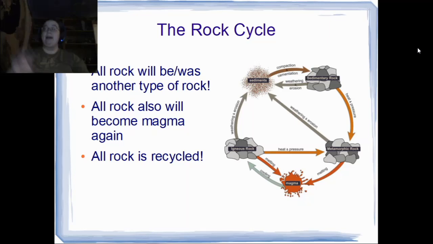Now, sedimentary rocks can be put under heat and pressure and become a metamorphic rock, or they can break down by weathering and erosion back into sediments and become another type of sedimentary rock. And then you just continue on and become metamorphic rocks. Metamorphic rocks can break down into sediments, or can re-metamorphose into a different type of metamorphic rock, or a finely metamorphic rock. That's always interesting. Or just continue to melt back down into magma.